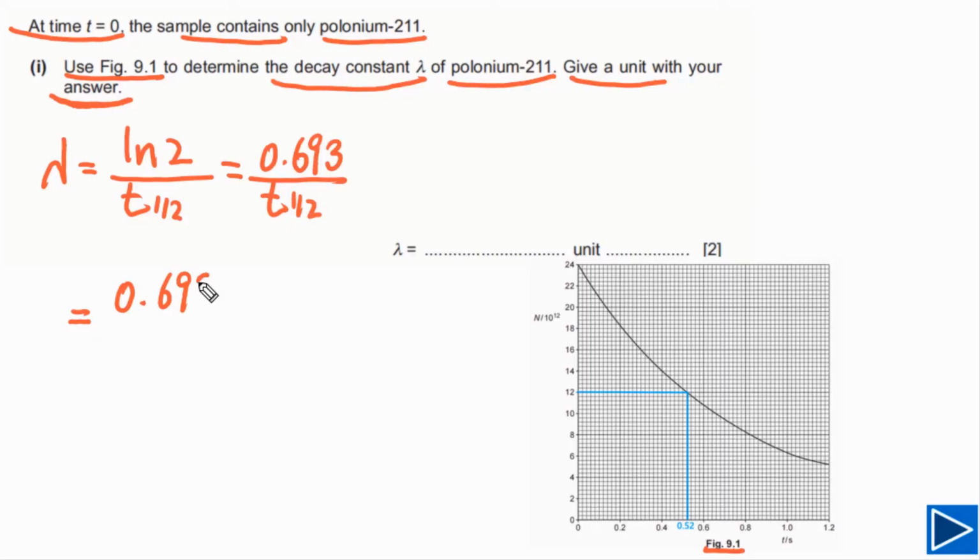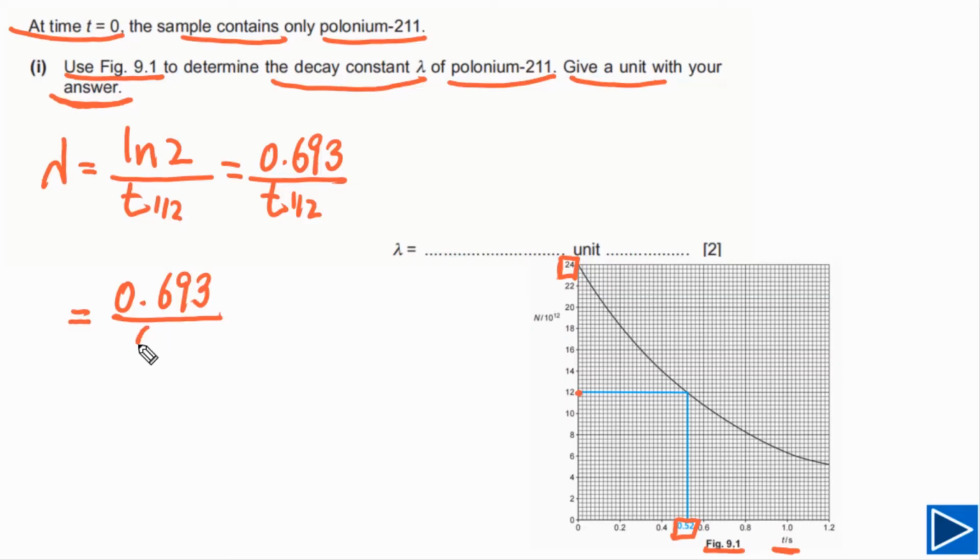So we can write here 0.693, and we have to divide by half-life. Initially, we have 24 times 10 to the 12 nuclei. So when these nuclei become half, which means they become 12, that time taken is equal to the half-life. So simply you can read this from here. This is 0.52. So this is the half-life, and half-life is in seconds.